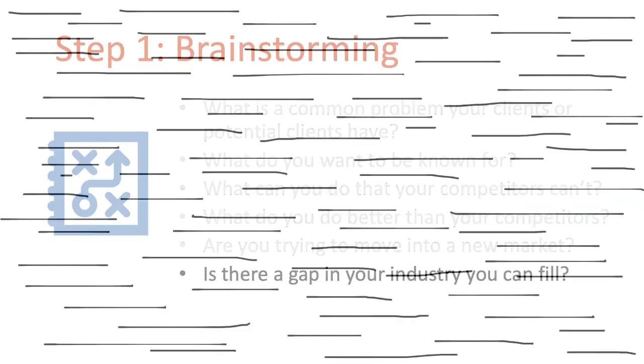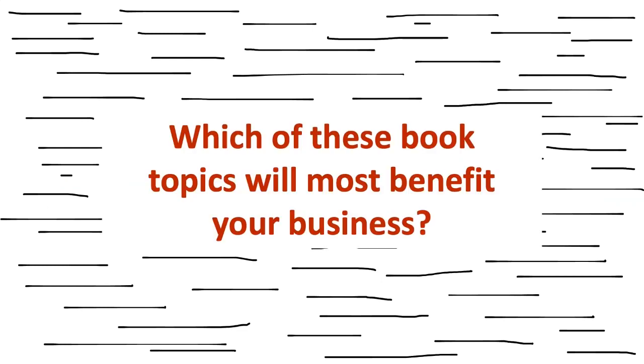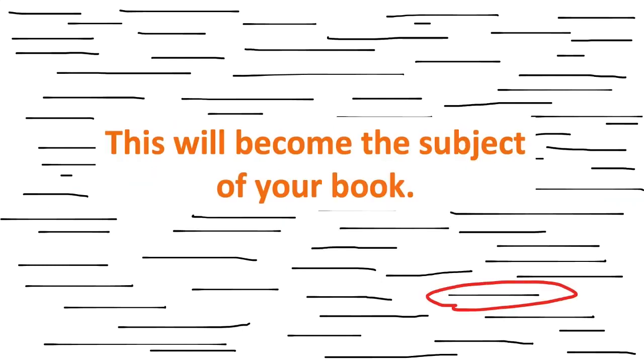So here we go. We're brainstorming. This is the 50 odd topics that we've written down about our book. So 50 things we think we could write a book about, or 60 or 70 or however many you've come up with. Now, the next question to ask yourself is, which of these book topics will most benefit your business? So again, business, business, business. Everything comes back to what you are doing in your business. So you pick that one, and this will become the subject of your book.